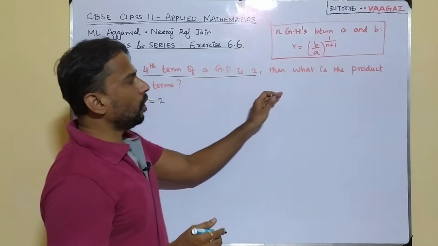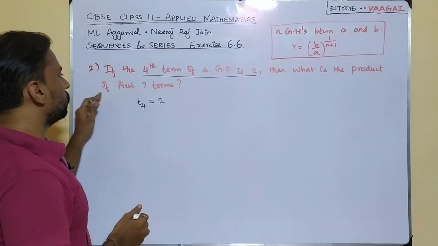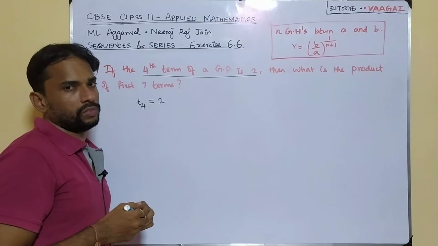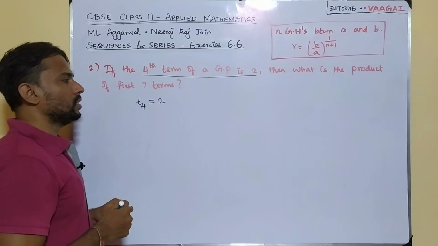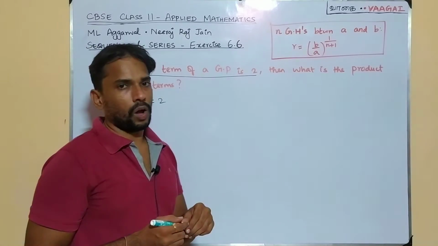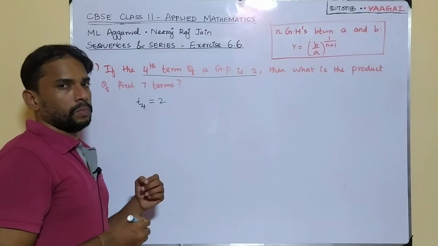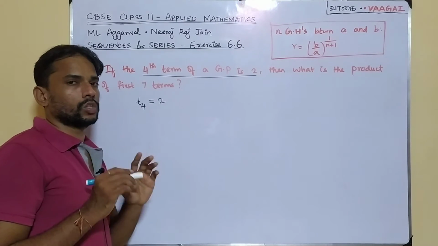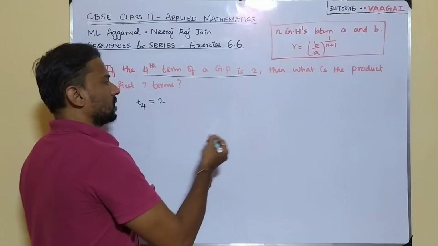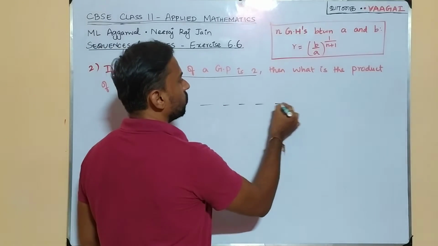Then what is the product of the first 7 terms of this GP? This is what we are asked to find. So that means there are 7 terms there, and out of which we have the information about only the fourth term. The fourth term alone is equal to 2. That's all that is given. So there are 7 terms here: 1 2 3 4 5 6 7.